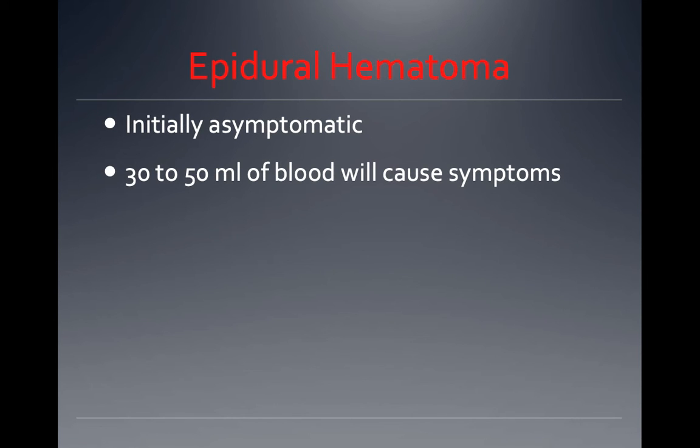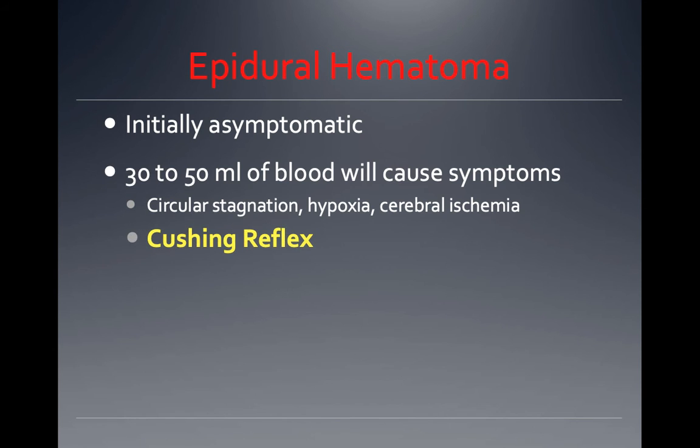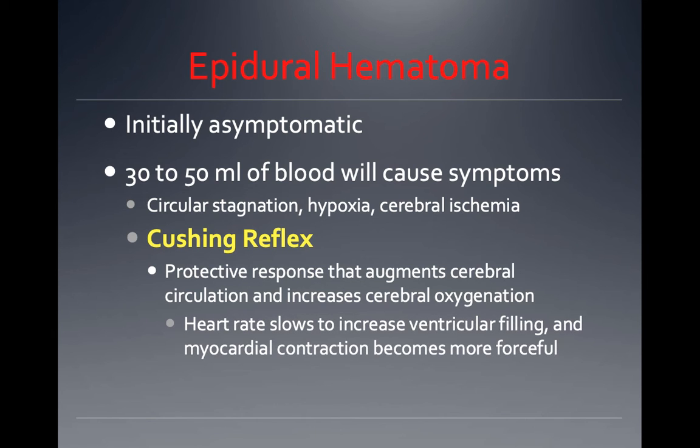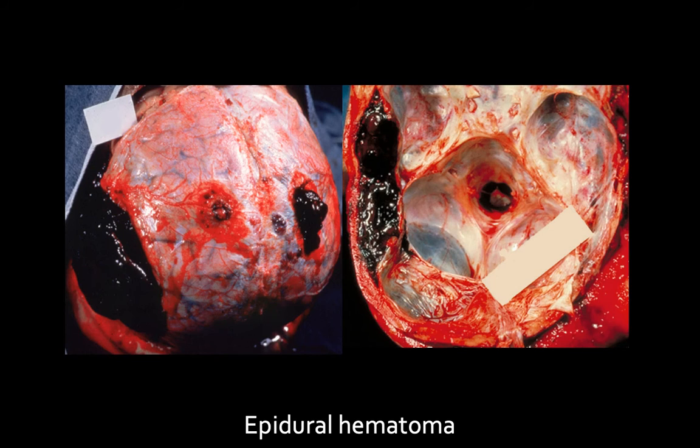With these epidural hematomas, initially the person is asymptomatic. 30 to 50 milliliters of blood in this epidural space can start to cause symptoms, and you may even have some hypoxia or cerebral ischemia going on, and then you might develop what's called a Cushing reflex. This is a protective response that augments cerebral circulation and increases cerebral oxygenation. So the heart slows. This increases ventricular filling, and myocardial contraction becomes more forceful so that circulation can occur.